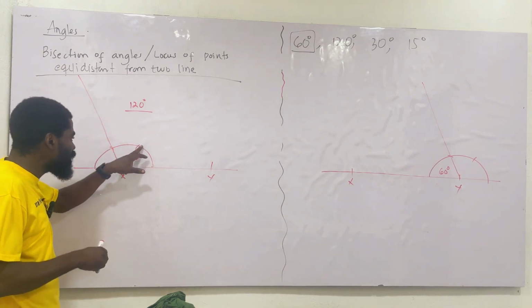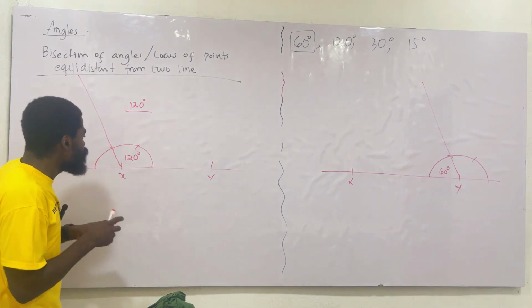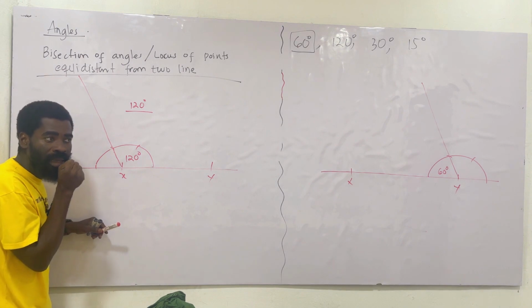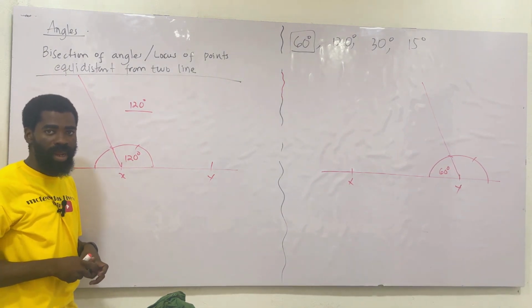120 degrees is your 60 degrees plus another what? 60 degrees. You get the point I'm making here. Good. Do you know that if I bisect this 60, I'll get 30. 30 added to 120 is 150. So I can do 150. Do you get the point I'm making?